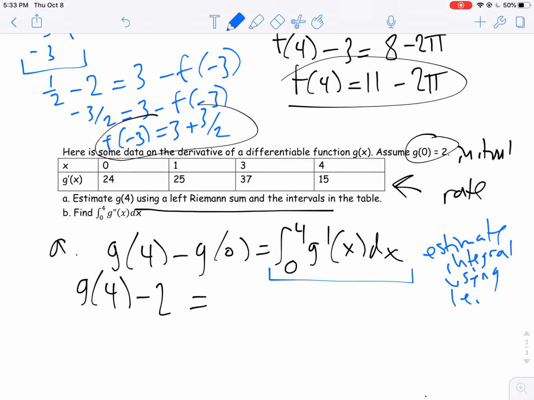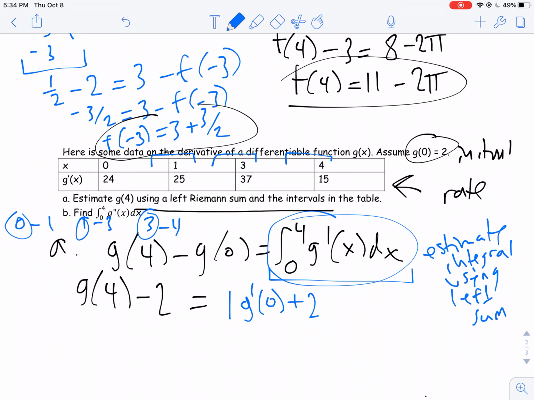So base times height, so the first one has a base of 1. I use the height at 0. So 0 to 1, 1 to 3, and 3 to 4. I'm going to circle my left endpoints and use the height there. So that's 1 times g prime of 0. Sorry, I should use g prime because that's actually the function. And then we have a base of 2, and we're going to use g prime of 1. And then we have a base of 1, and we're going to use g prime of 3.